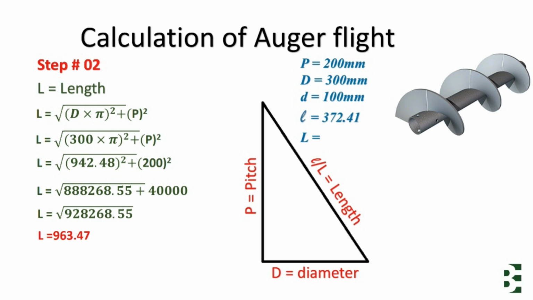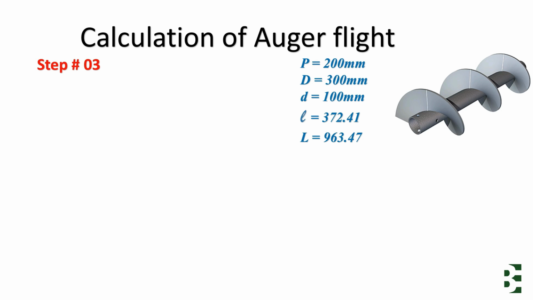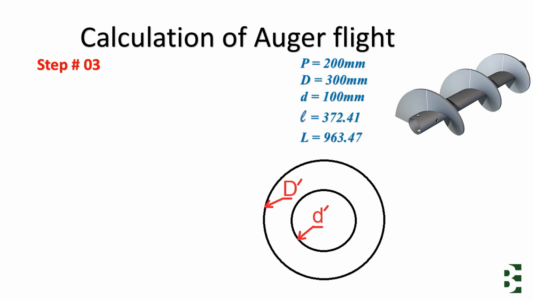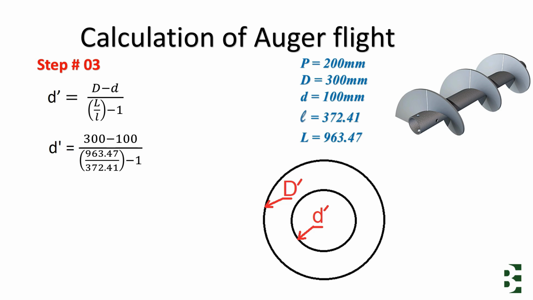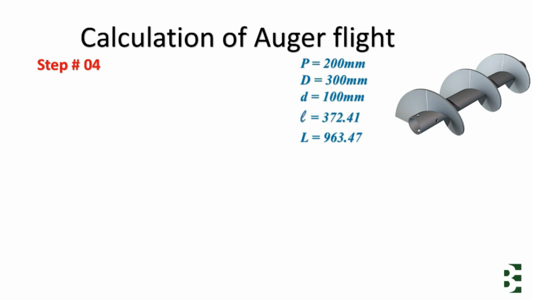In step 3 we will see how to calculate the small dia and bigger dia for the development, and here we have a formula for the small diameter: bigger d minus small d, the bigger length divided by small length minus 1. We will put all the values mentioned in blue. And now we will calculate all the values, and we have the result for the small dia is 125.8.